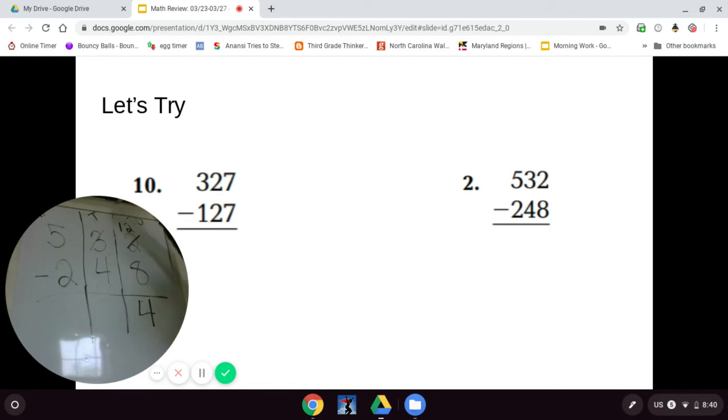I gave away a 10, which leaves me with 2 tens in my tens place at this point. 2 tens minus 4 tens is still not going to work. So I have to go over to the hundreds. Again, I'm going to my closest neighbor. My hundreds are going to give over 10 tens or 100.